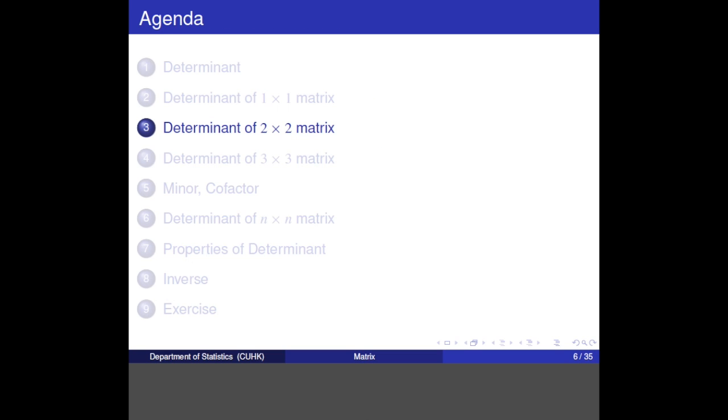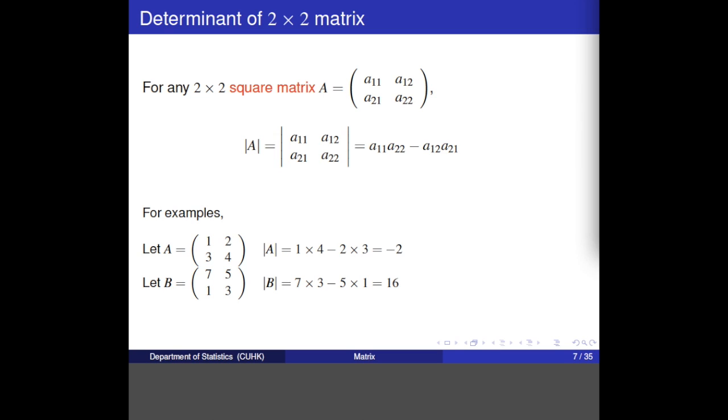Determinant of 2 times 2 matrix. For any 2 times 2 square matrix in this form, the determinant of A is equal to A1 1 times A2 2 minus A1 2 times A2 1. Please note that it must be a square matrix. Here are some examples. We can use the above formula to calculate their determinants.